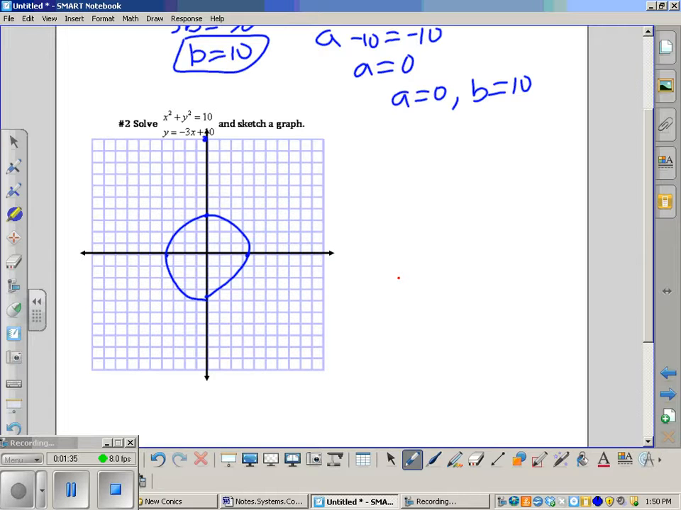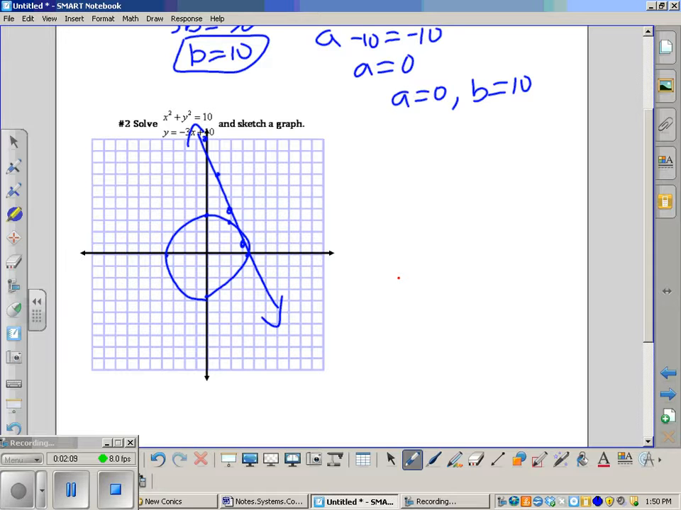Let's see. Down 1, 2, 3 over 1. It would seem like there's an intersection point at 2, 3. But no, that can't be right. Wait a minute. 1, 2, 3, 4, 5, 6, 7, 8, 9, 10. The slope is negative 3. Go down 3 over 1. Yeah, I did that wrong. It would appear that it's 3, 1. So sorry. So it appears like there's only one point of intersection. But let's just verify that.